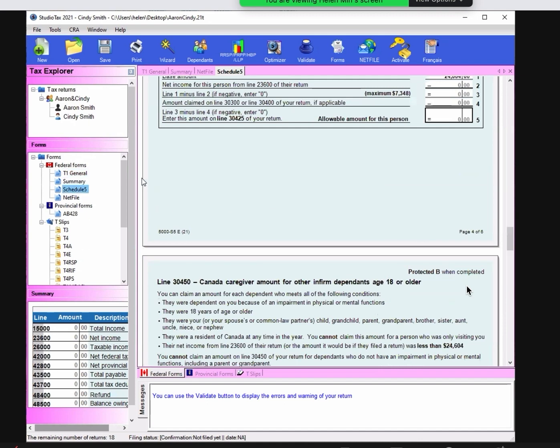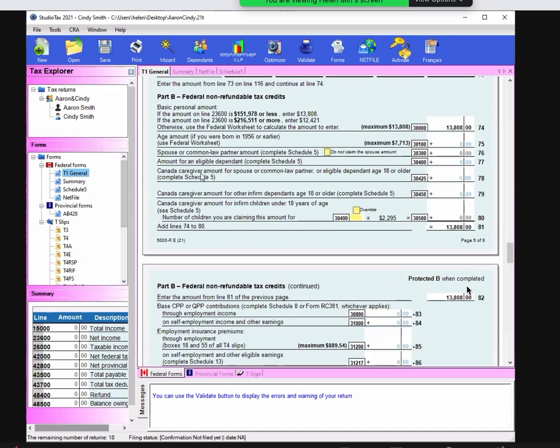So for line 80, everybody uses 80. Line 80 is for the child. It doesn't matter whether this child is an eligible dependent or not. If the child is under 18 and infirm, you put the number here, in the yellow box. Anything in the yellow box, you can directly put the number. So how many children do you put?